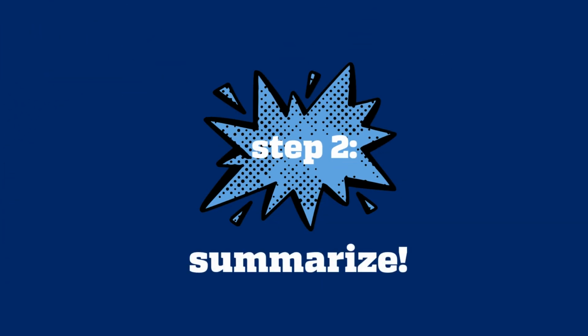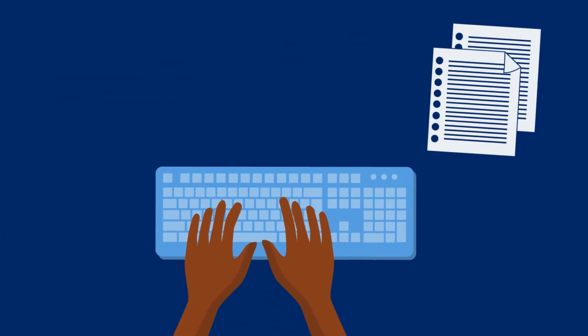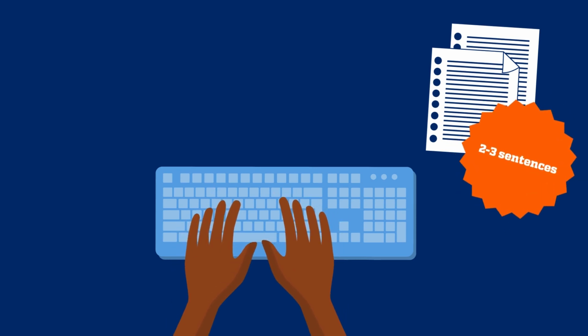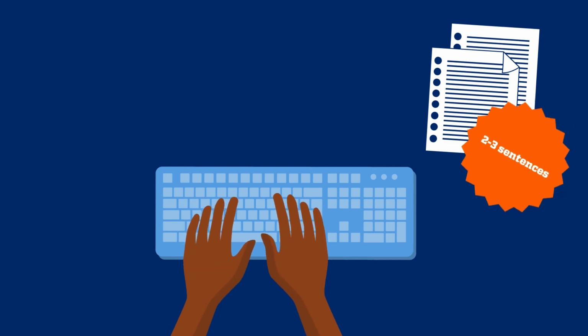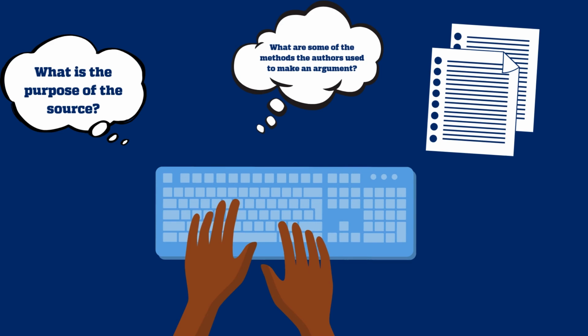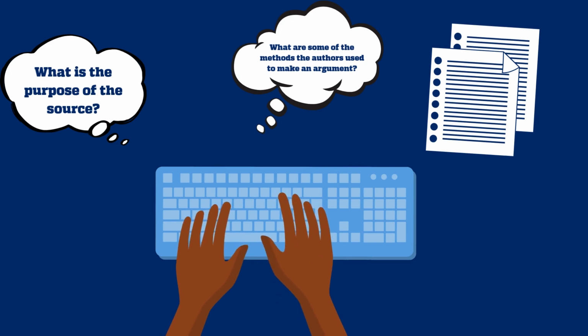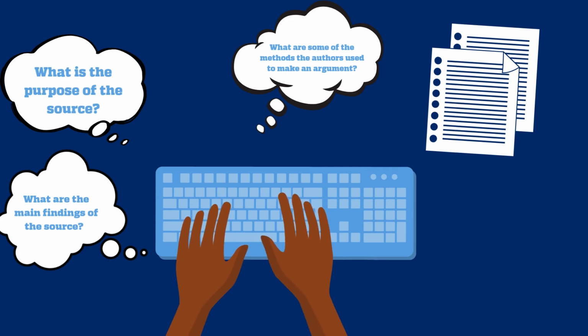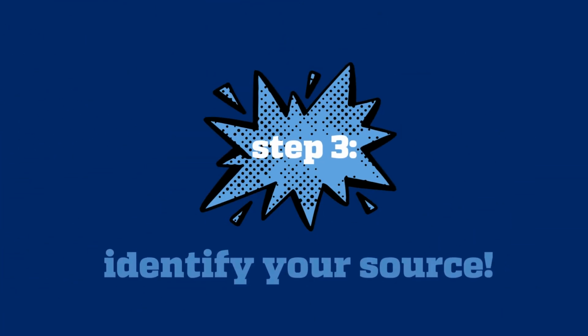Let's get into it. Step 2, summarize. You should include a brief summary of the main ideas of the source in your own words. This should be just 2 to 3 sentences that answer some of these questions. What is the purpose of the source? What are some of the methods the authors used to make an argument? And what are the main findings of the source?